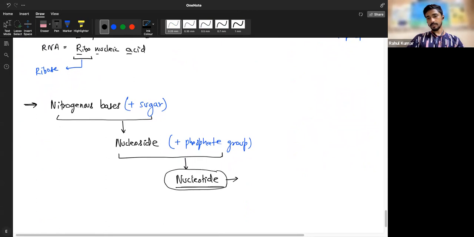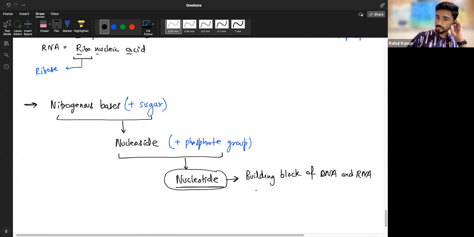And this nucleotide is the, write down, the building block of DNA and RNA. It is the monomer. You can also use the word monomer, because DNA and RNA is a polymer. It's a long chain. Just like protein is a polymer of amino acids, you understand?